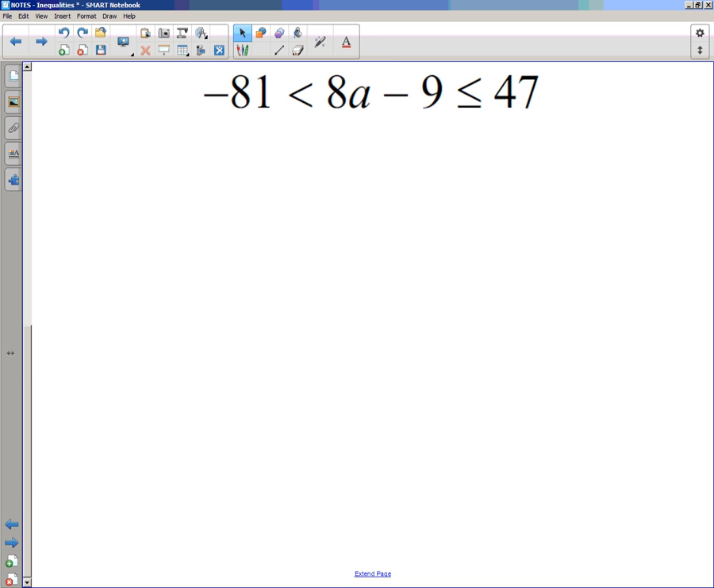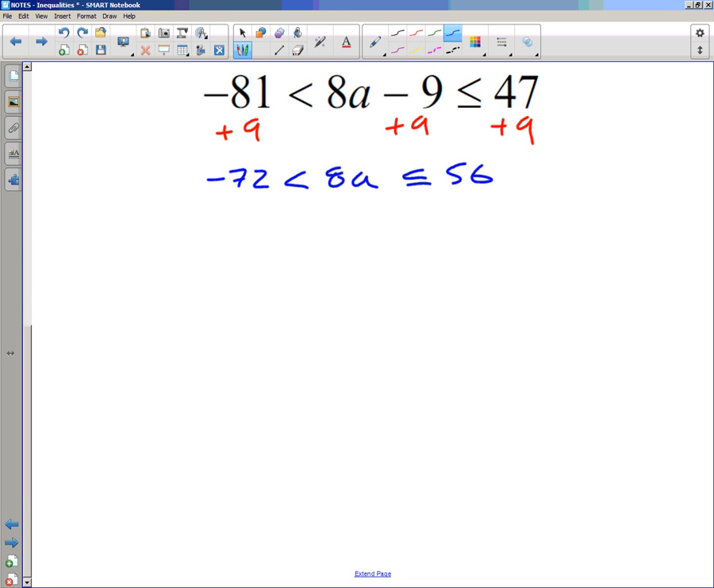We could take this compound inequality and just say, okay, the goal is to get the A by itself. Plus 9 to all sides. We're used to doing the same thing to both sides of the equal sign. Now we have three sides we have to worry about. I added 9 to both sides. We got negative 72 less than 8a less than or equal to 56.